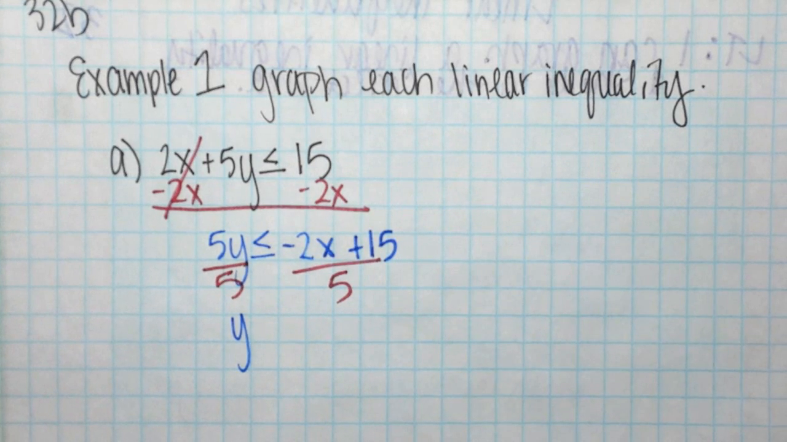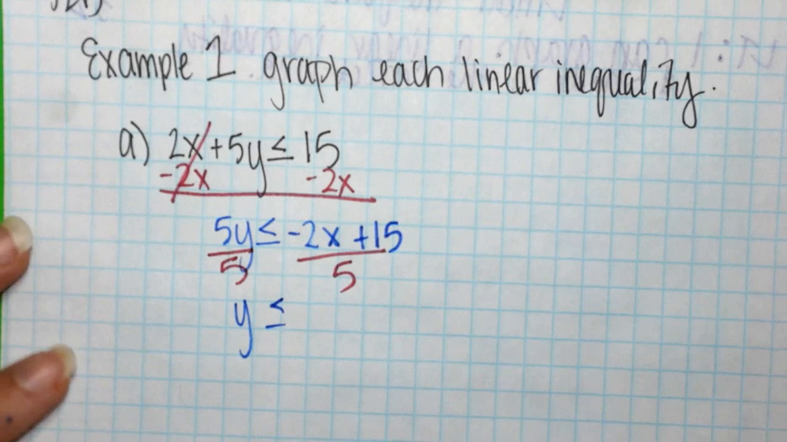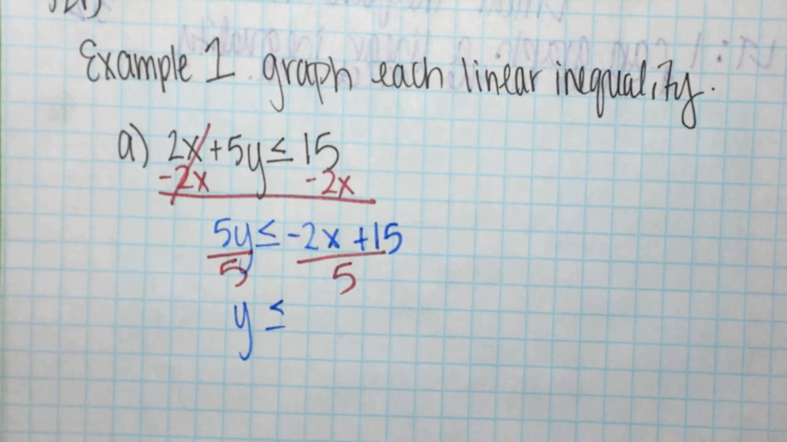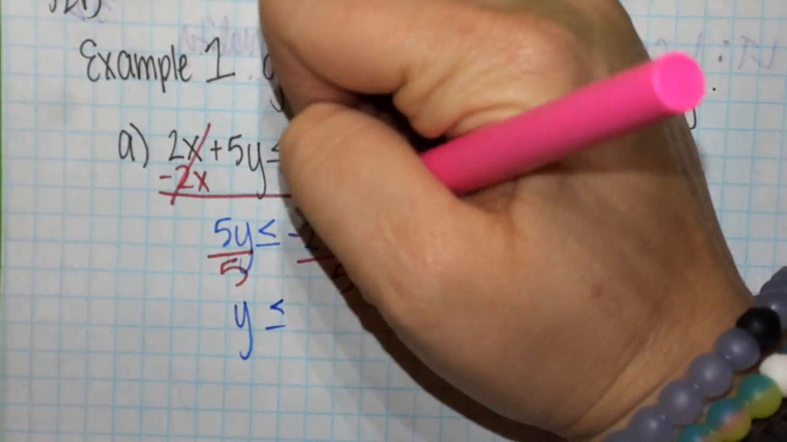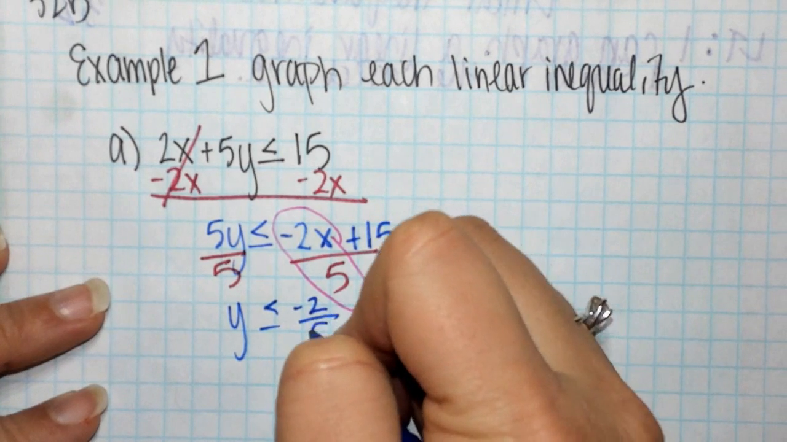Now, do I flip my sign? Why? Because it's a positive. Fantastic. So you leave it like this. Now, do we have to divide both of these by 5 or just one of them? Both of them. So what is negative 2 divided by 5? Negative 2/5. Give yourself a point. It's not over.